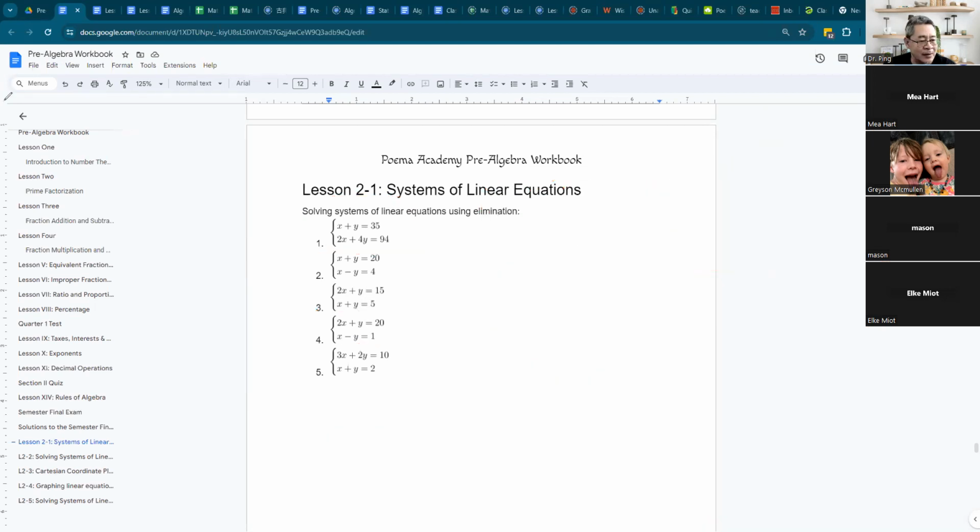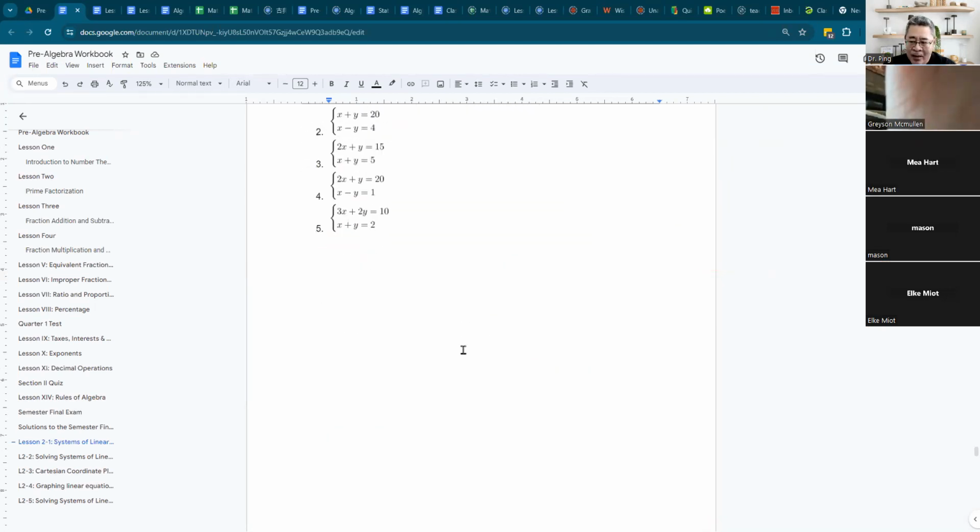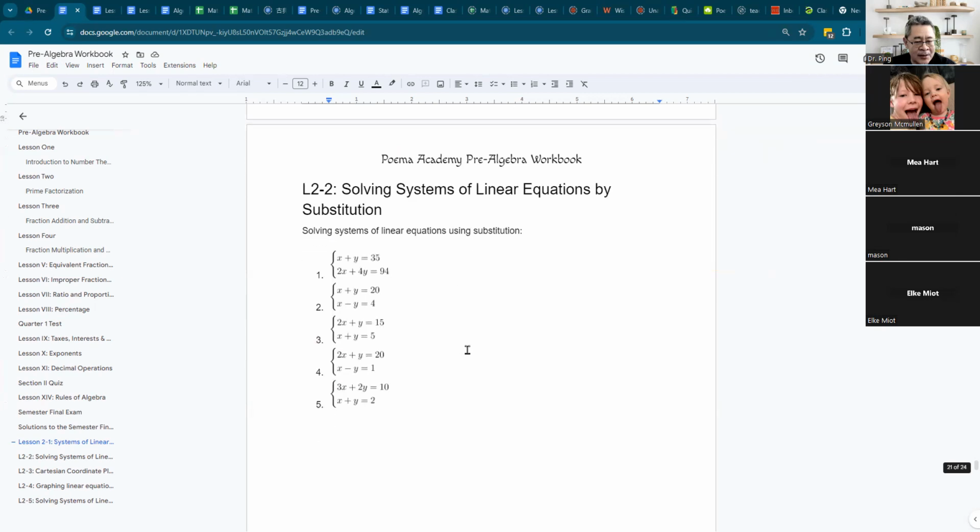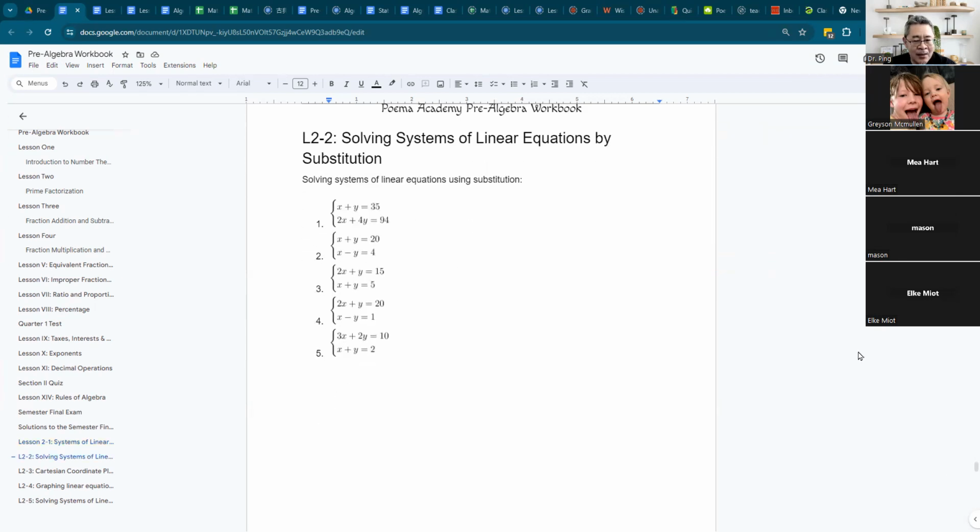Very good. Okay, so now the next one is this. We are going to use substitution. So there's two ways you can do system equations. One is elimination, another is substitution, but the goal is the same. We're going to change a two variable problem into a one variable problem.